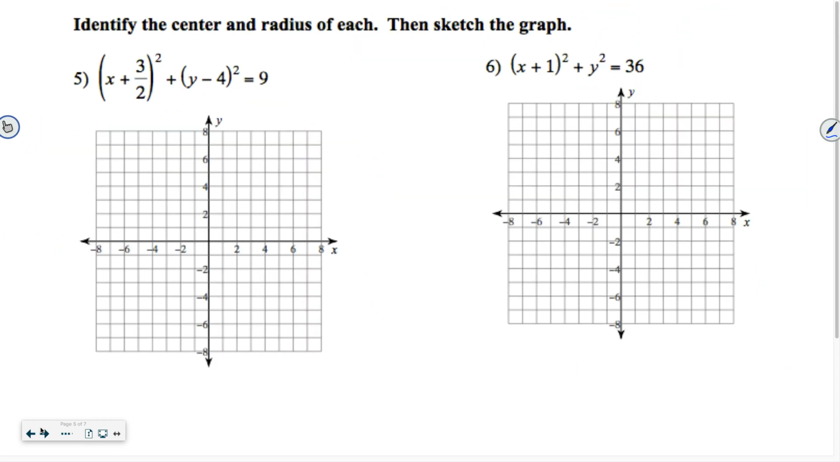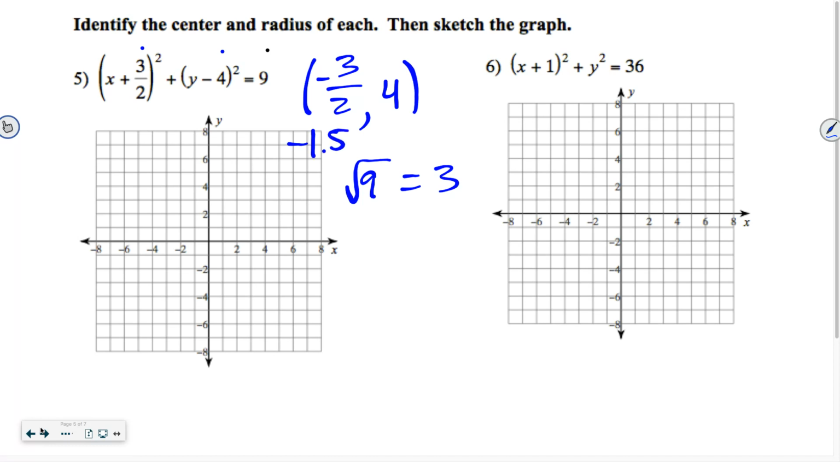Now the next one, they want me to graph them. So in order to graph them, I need to figure out what is the center, what is the radius, how do I graph it? So remember, it's opposite squared. So that means this would be negative 3 over 2, this would be positive 4, and then this would be the square root of 9, which is the whole number 3. Now, graphing this point, this is also negative 1.5. I'm not going to be able to perfectly graph it because that 1.5 is not a perfect spot. It's not a lattice point, but I can still graph it and estimate.